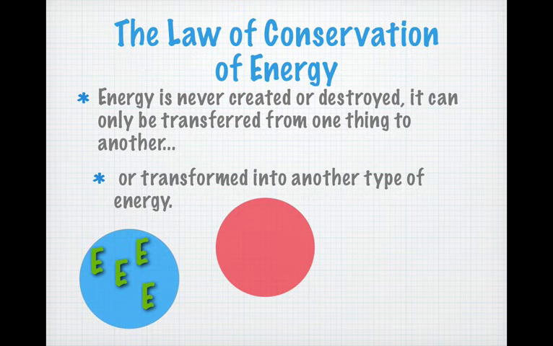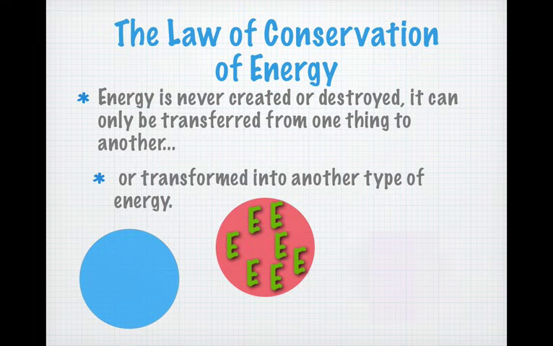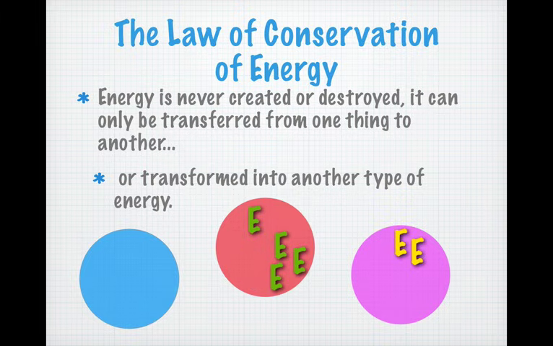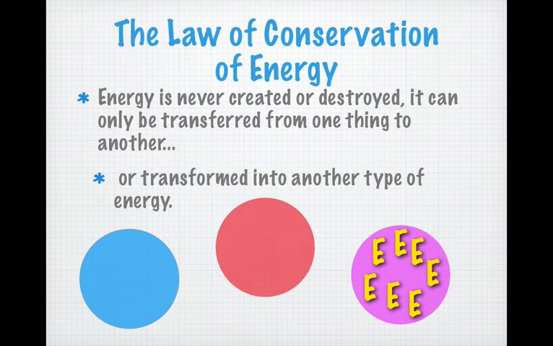So we've got some energy in this little blue dot here, and that energy can be transferred from one object to another. You see we've got the same type of energy, it's the same color, it's still a green E. That energy is being transferred from the blue to the pink. And in this case, now the energy is being transformed. So it's changing into a different type of energy. You see now the green E's are moving somewhere else and they're turning into a different type of energy, and that's represented here by the different color E.